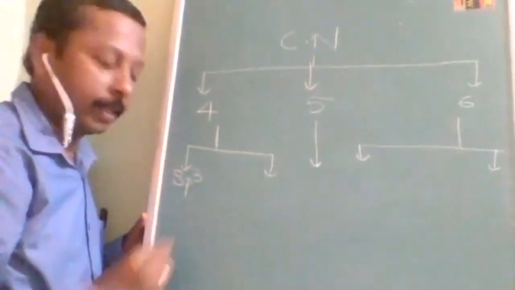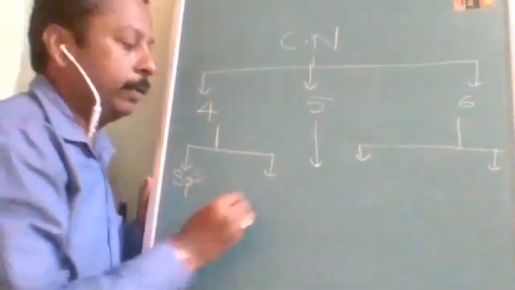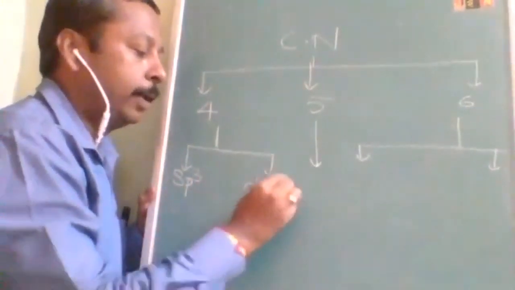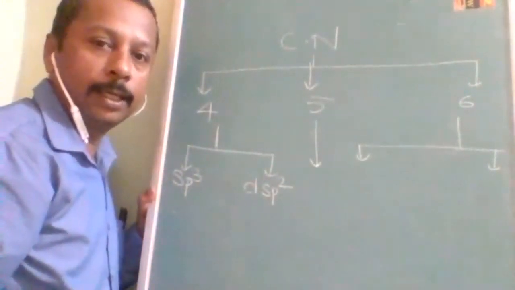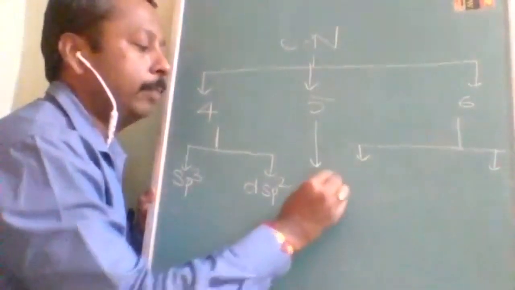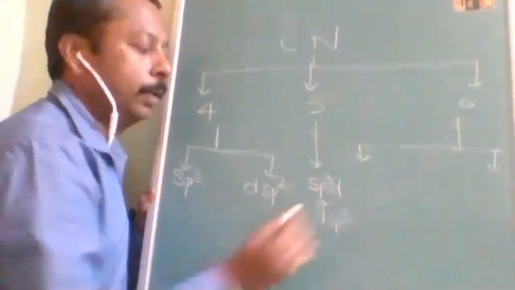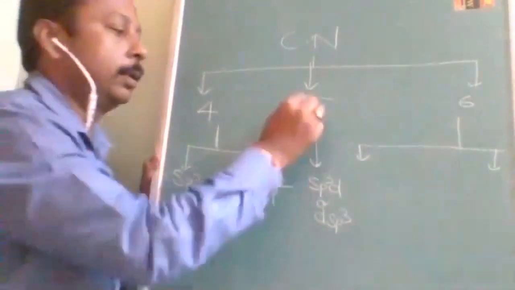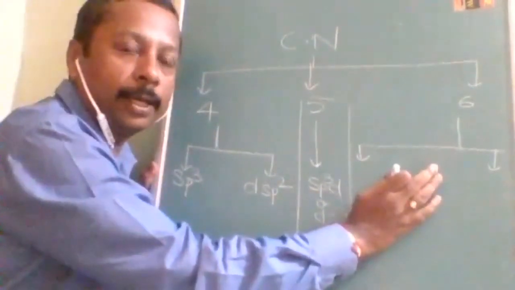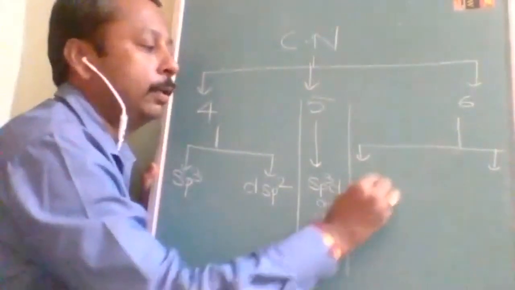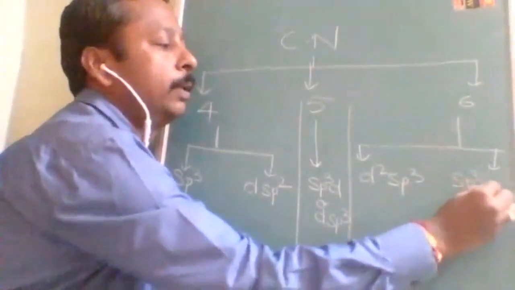Once the coordination number is 4, after finding out the hybridization, if you find it to be sp3, what will be the structure? The hybridization can be dsp2. For the other coordination number, the hybridization can be sp3d, otherwise dsp3. Is it understood, students? Now the major problem arises here: sometimes we have to write d2sp3, sometimes we have to write sp3d2.